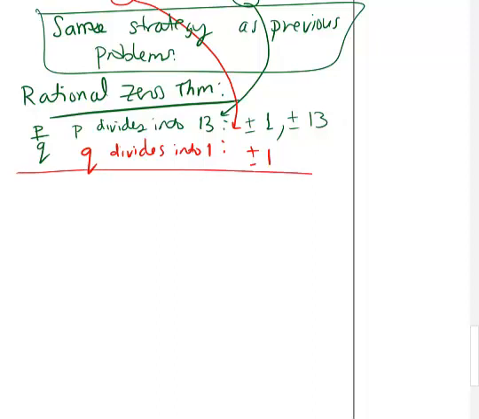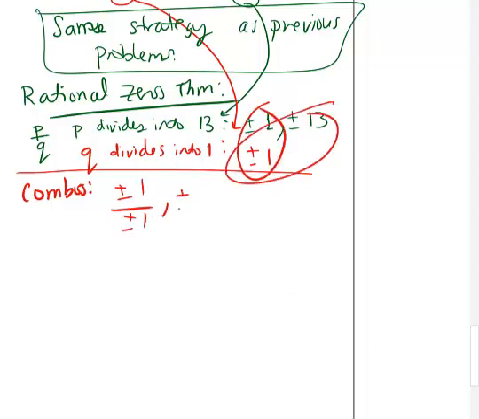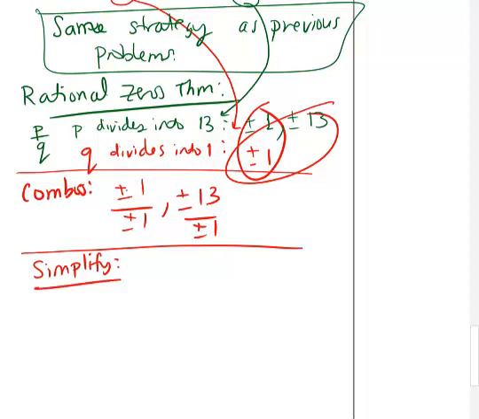So when I combine these, the combinations of those P's over those Q's, there's not a whole lot of options. It'll be plus or minus 1 over plus or minus 1, that'd be this over this, and then plus or minus 13 over plus or minus 1. So not a whole lot. And then let me simplify that. What are all the possibilities of those guys?